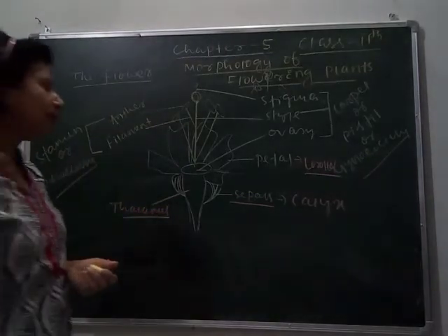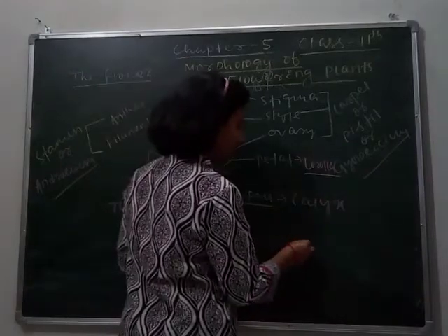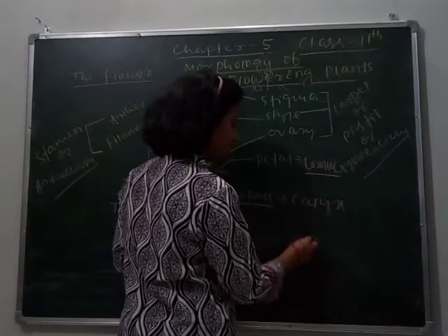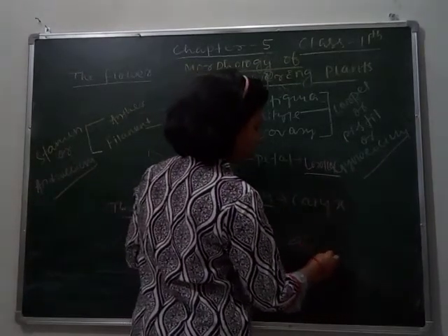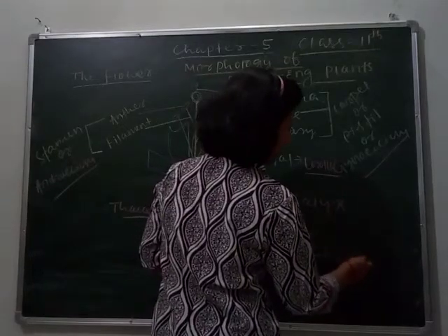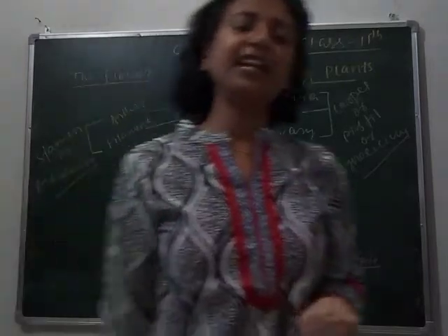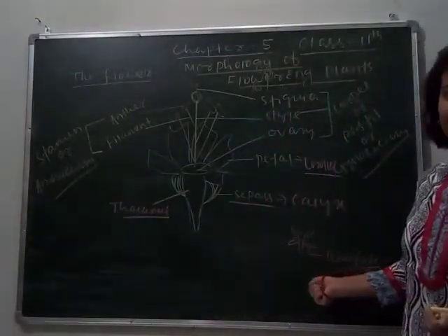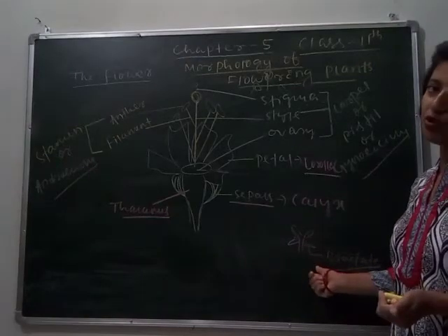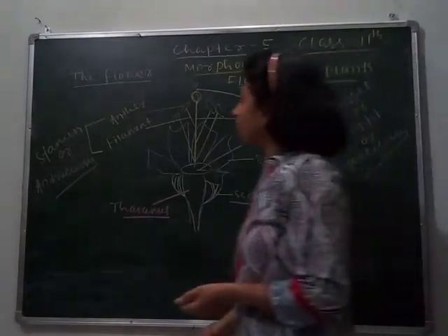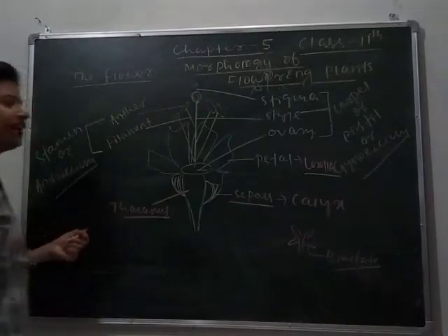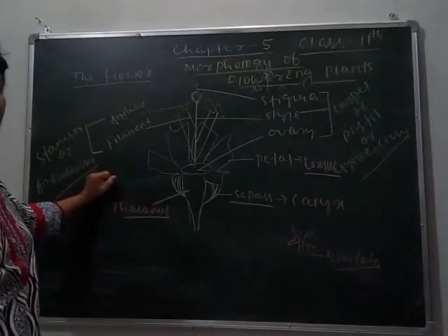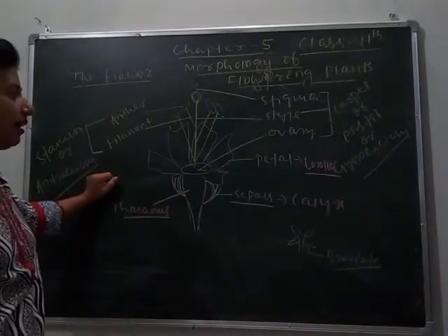In some flowers there are also some leaf-like appendages present. They are called bracteates. Remember the term. If small leaf-like appendages are present on the base of the flower, they are called bracteate. If absent, then it is called ebracteate. So understand the different parts of the flower and their function.